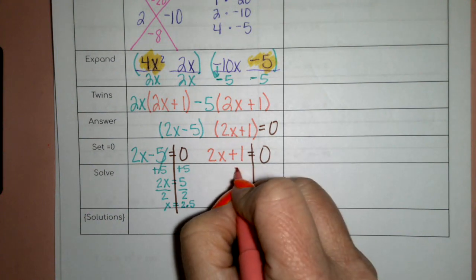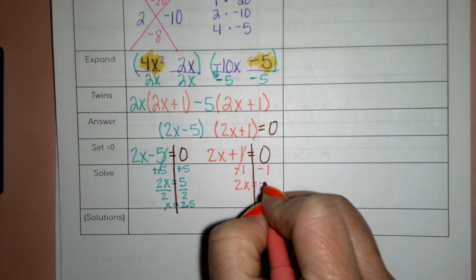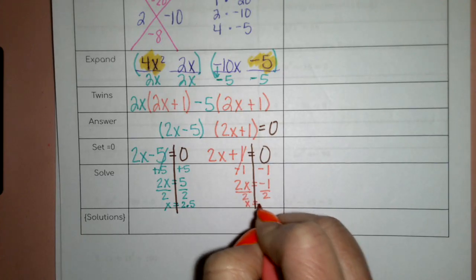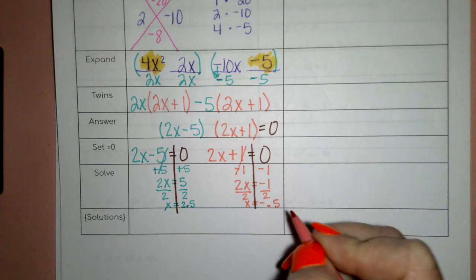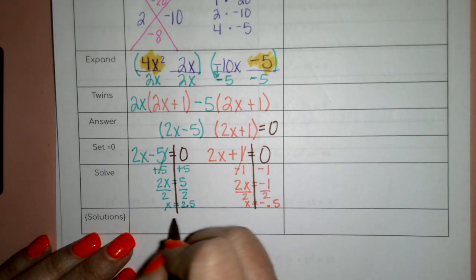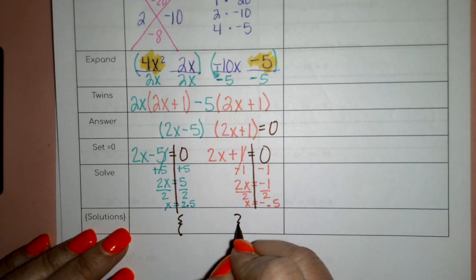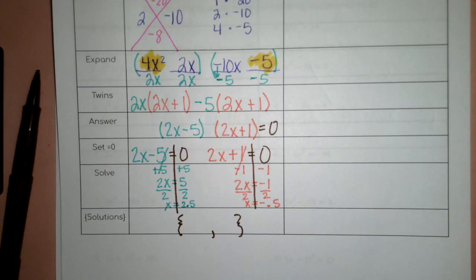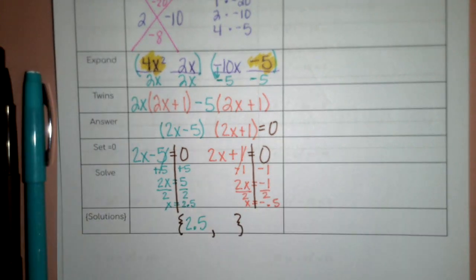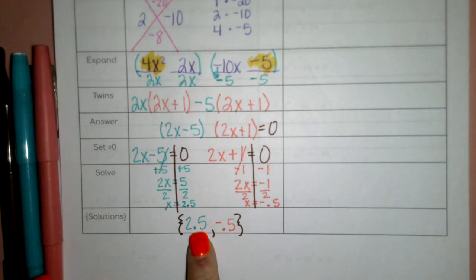On this side, we're going to subtract 1 on both sides. This cancels. We're left with 2x is equal to negative 1. We're going to divide both sides by 2, so x is equal to negative 0.5. So then our solutions, we're going to put them in the curly braces or the squiggly braces, whichever one you want to call them. And it's 2.5 and negative 0.5. And that's our solutions for this first problem.